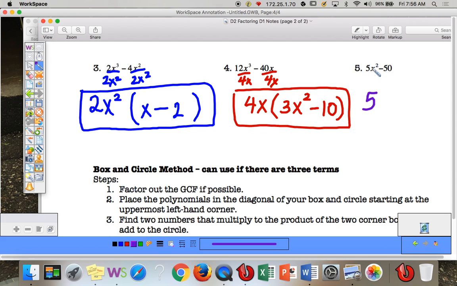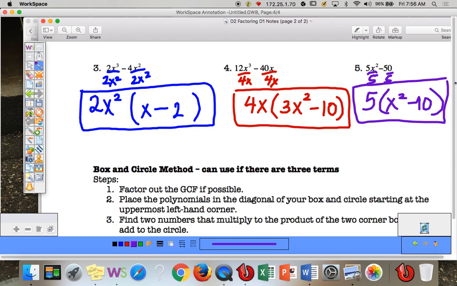And there's only an x in one of the terms, so we can't divide by any x's. So we'll divide each of these by 5. And we'll get x squared minus 10. So that's the first step in factoring. If you can pull out a greatest common factor, do that, and divide it out of each of the terms.